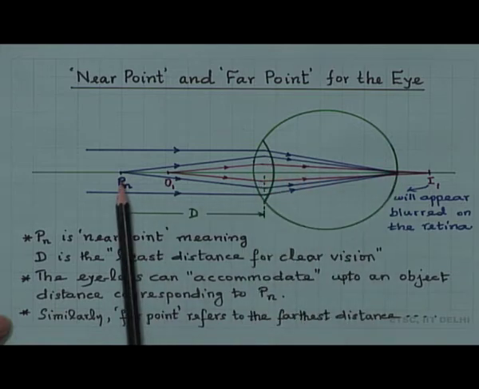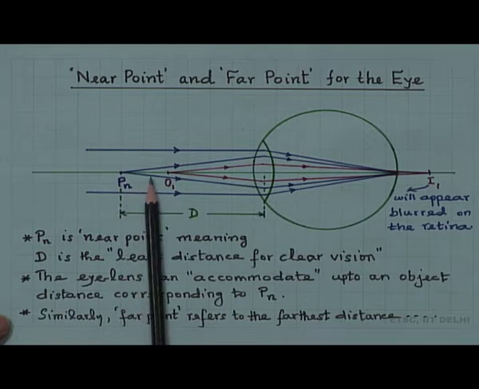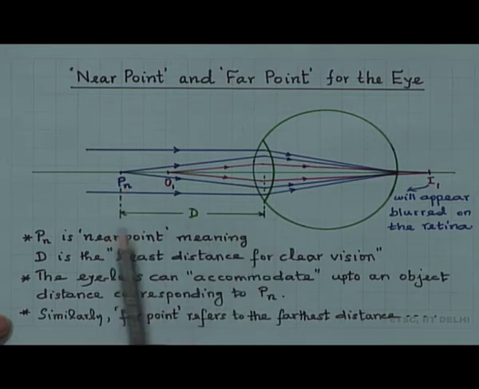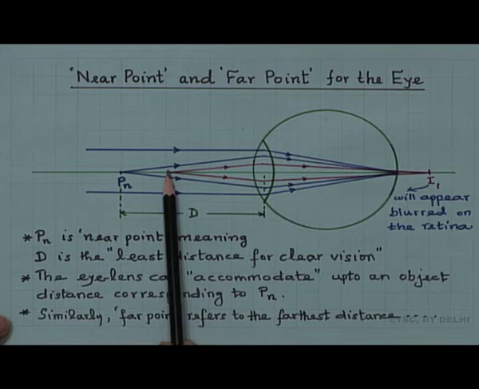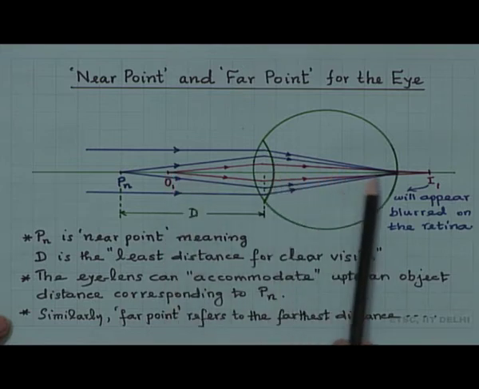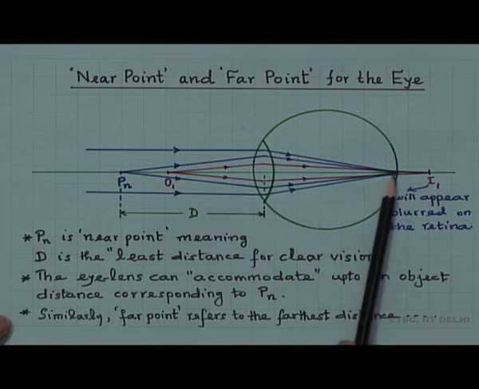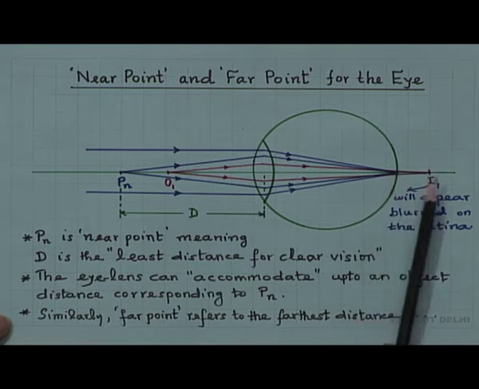But if you bring the object at a distance smaller than this capital D, what is capital D? It is the distance to the near point, P n is the near point. When the object distance is less than D, the eye is no more able to focus the image onto the retina, the image is formed outside.